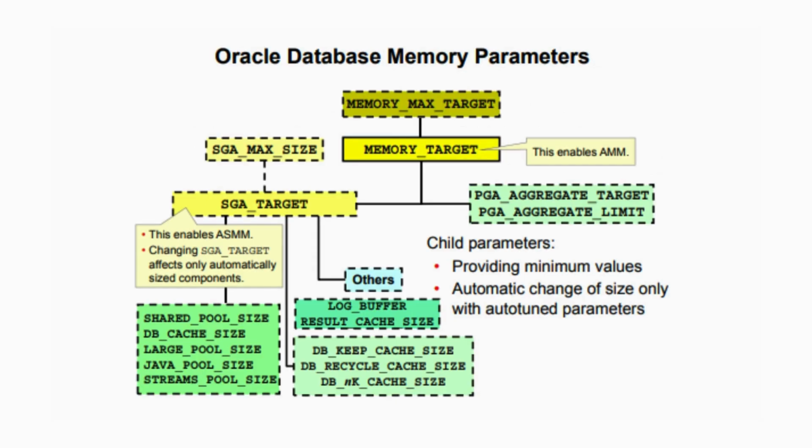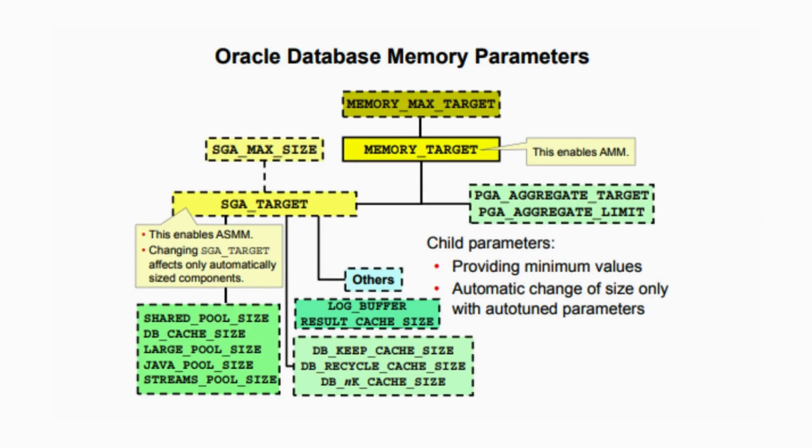The graphic in the slide shows you the memory initialization parameters hierarchy. Although you have to set only memory_target to trigger automatic memory management, you still have the ability to set lower bound values for various caches. Therefore, if the child parameters are user set, they are the minimum values below which the Oracle database server will not autotune that component. If SGA_target and PGA_aggregate_target are set to a non-zero value, they are considered to be the minimum values for the sizes of the SGA and the PGA, respectively.